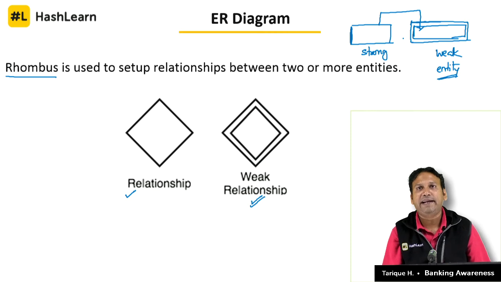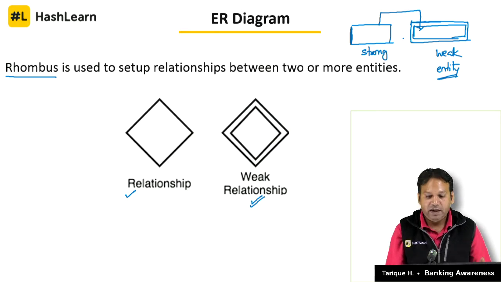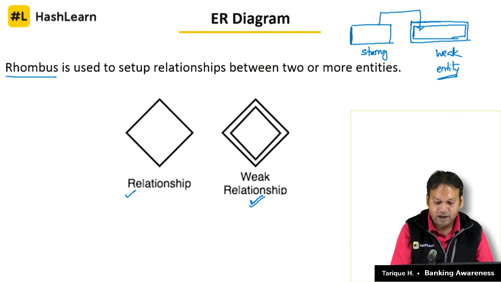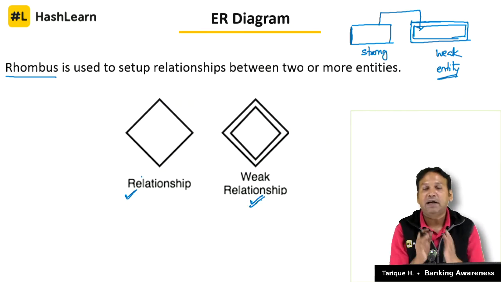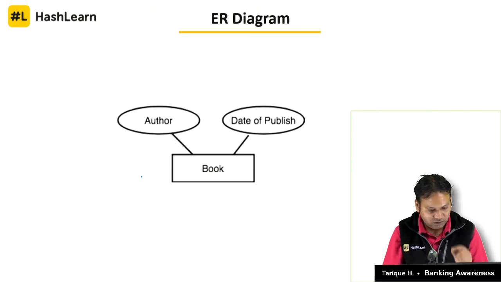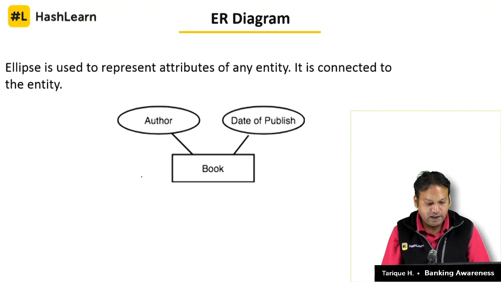For example, order ID is a weak entity and customer ID is a strong entity. So we see here a weak entity is one which is dependent on a strong entity, which cannot alone stand in a table. Clear? And when we connect a strong entity with a weak entity, we use this diagram. When we connect a strong entity with a strong entity, we use this diagram. That's what we have to understand about rhombuses.